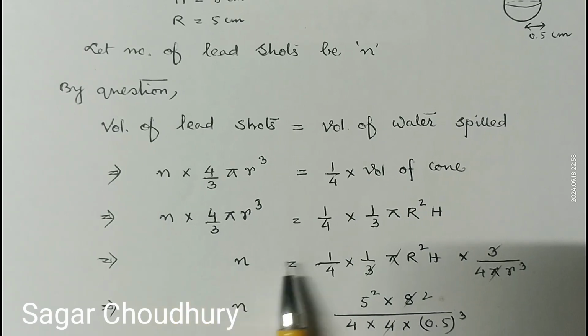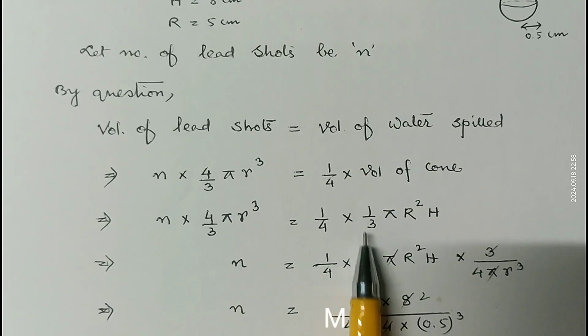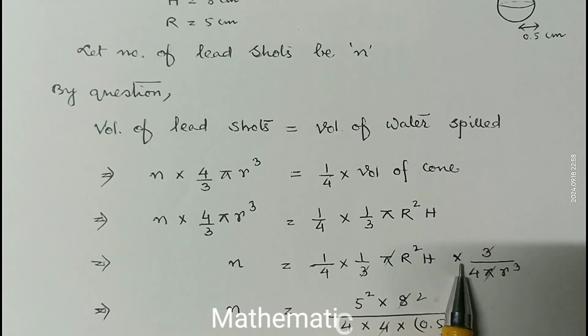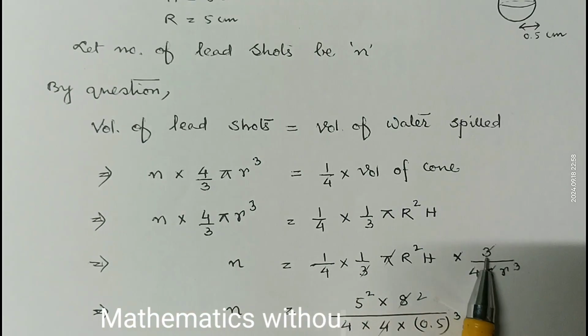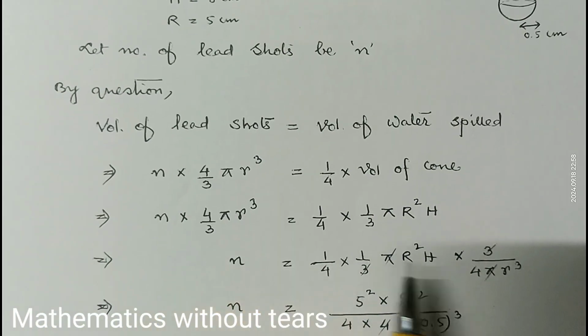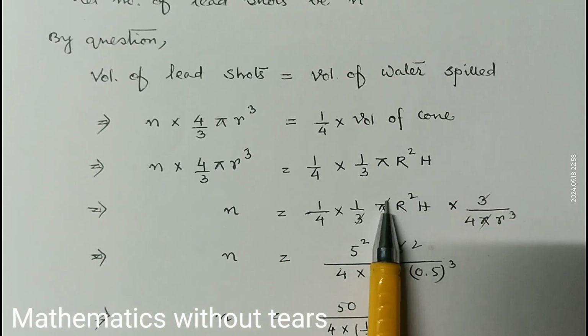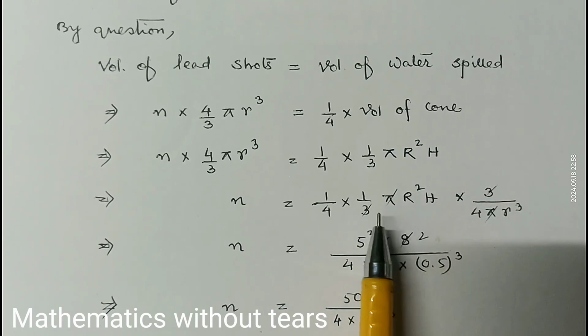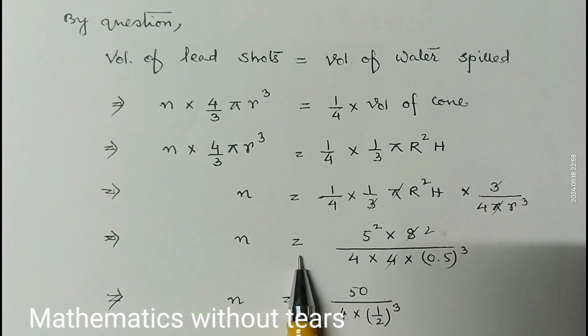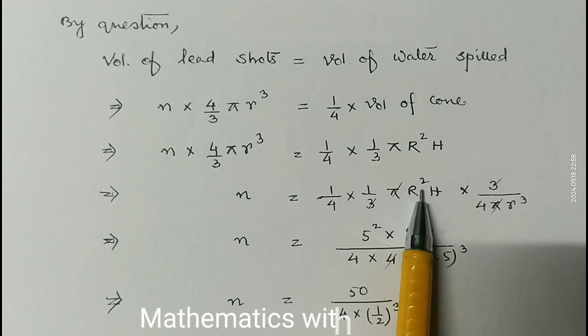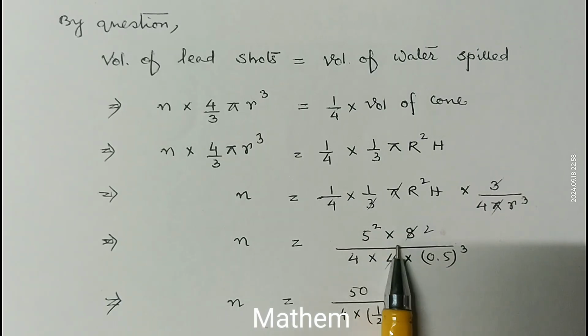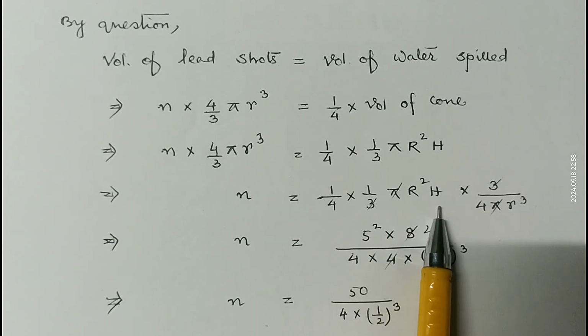So n equals 1 by 4 into 1 by 3 pi r square h, into these 3 will come in the numerator and 4 pi r cube will be in the denominator. Now pi and pi can be cancelled, 3 and 3 can be cancelled. So n equals r square. R is 5, so it will be 5 square into height of the cone, which is 8.